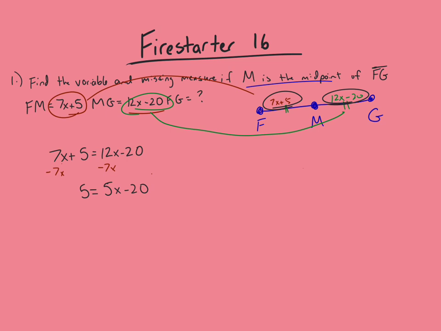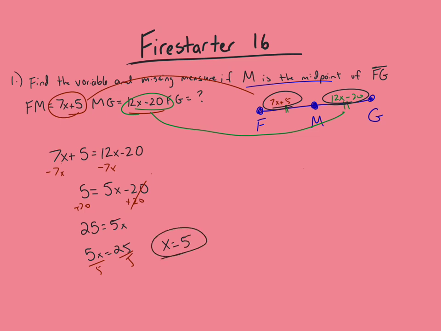Now I'm just doing PEMDAS backwards, so I got to get rid of the subtraction first. So that's why I add 20 to both sides. Remember, you do it to both sides. Just cancel. So I get 25 equals 5x. If you just like to have the variable on the left, you could rewrite it as 5x equals 25. Now I'm going to divide both sides by 5 because that's how I get rid of multiplication. So I'm going to have x equals 5.